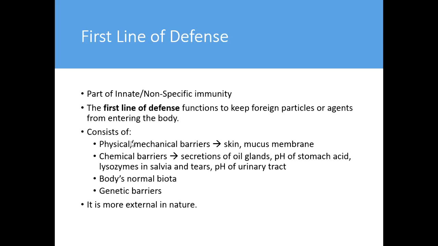pH of the stomach. Okay, so again, if it's very high acidity, that is an antimicrobial agent. That acid can kill microbes. Enzymes in the saliva and tears, we call them lysozymes because they can tear down and break down cellular components of those microbes. And again, in the pH scenario, the urinary tract has a high pH, and again, that is antimicrobial. So those are just some examples of the chemical barriers.